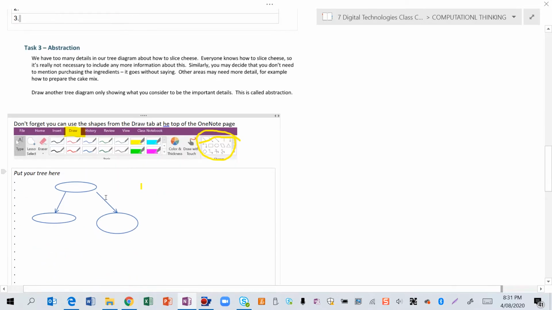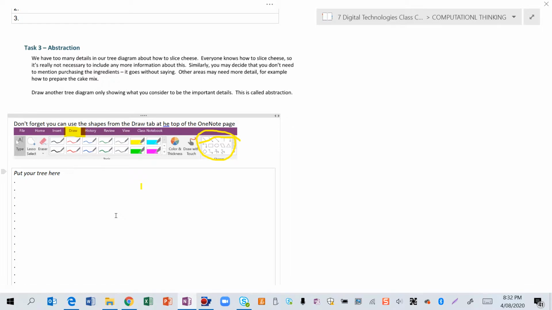Then you're going to work on abstraction. What you've been asked to do here would be to take out the unnecessary things, things that don't need to be done, things that don't need to be said. If you remember, abstraction is taking out all the unnecessary detail and coming up with only the things that you absolutely need to worry about.